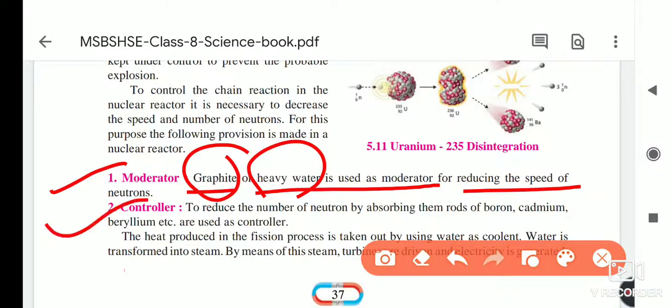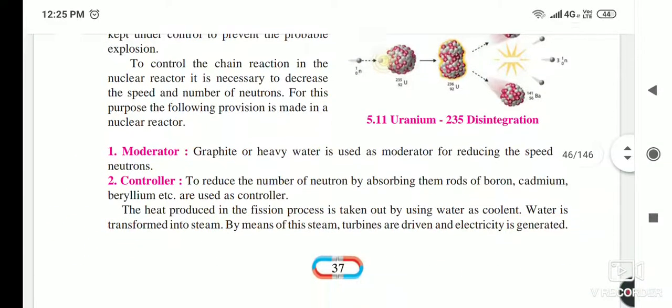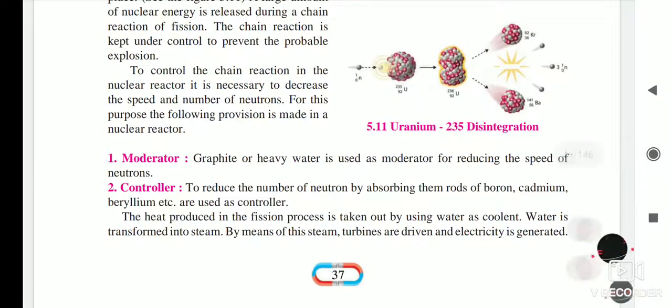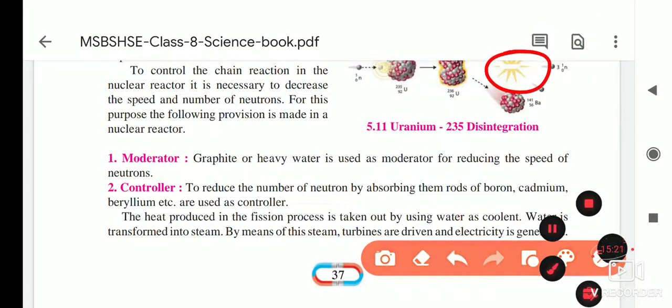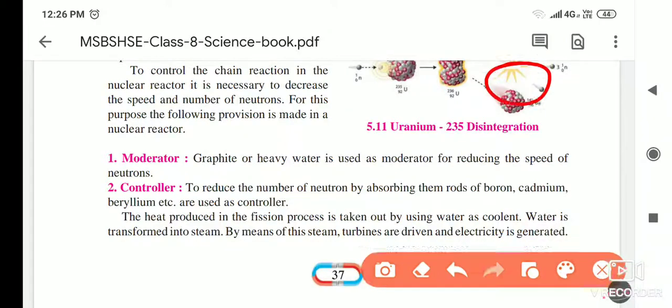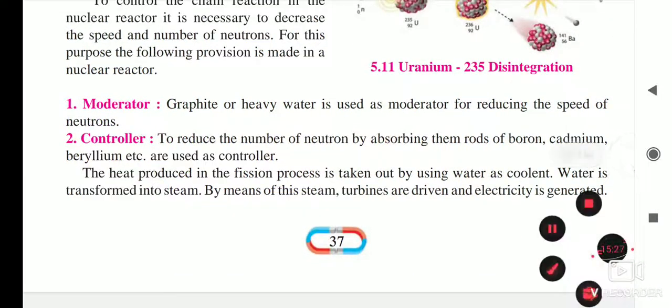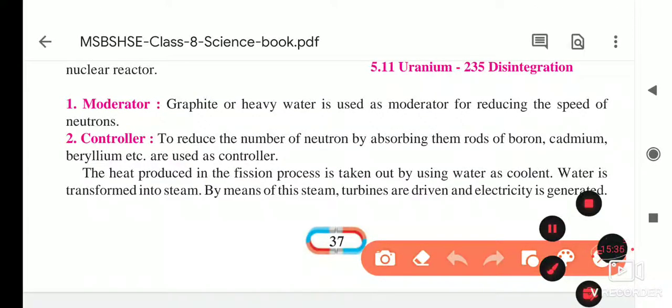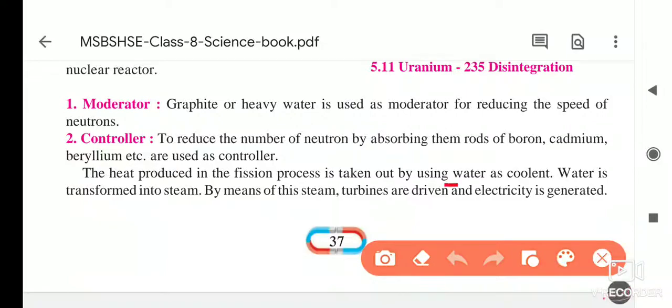Next is the controller. To reduce the number of neutrons by absorbing them, rods of boron, cadmium and beryllium are used. The heat produced in the fission process is taken out by using water as a coolant. This heat is used for the boiling of water. Water converts into vapor, and the vapor falls on the turbines, and the turbines move and electricity is generated. That is the actual process of the formation of electricity.